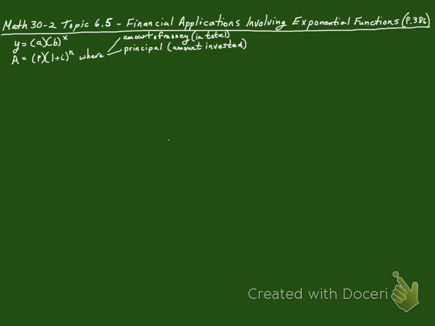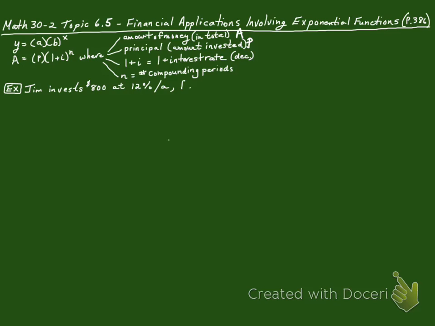Thirdly, the 1 plus i is going to be 1 plus the interest rate, and the interest rate has to be expressed in decimal form. We'll say more about that in just a bit. And n is the number of compounding periods. Now for our initial examples here, it's just going to be for 1.